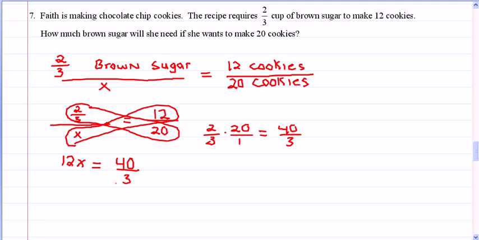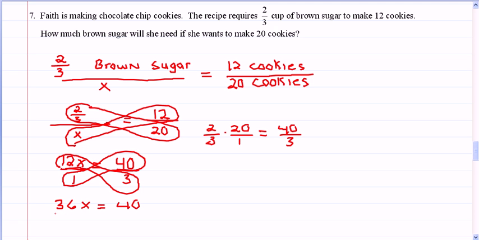And what I'm going to do on this problem is I'm going to cross multiply again, because I have a fraction equal to a number, which I can easily turn into a fraction. So I have 36x, and then this product is 40. And I divide both sides by 36. This will be my final step in solving the equation.